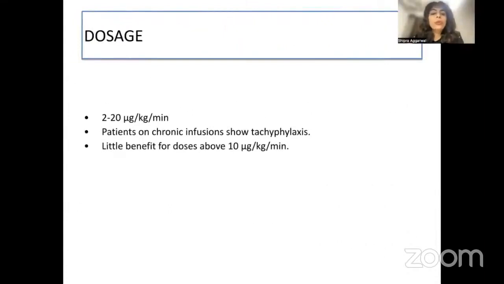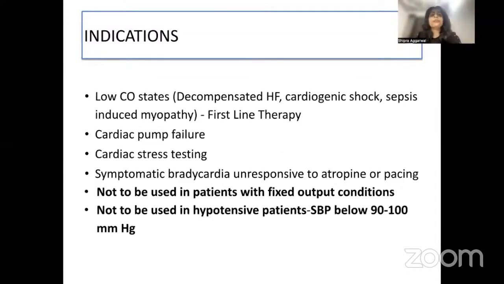The dosage of the dobutamine is 2 to 20 mics per kg per minute. But remember that in doses above 10 mics per kg per minute, there is no added benefit seen, and the patients on chronic dobutamine therapy also show tachyphylaxis. So if there is a need of using higher doses of dobutamine, it is necessary to add another vasopressor or an inotropic agent in the patient.